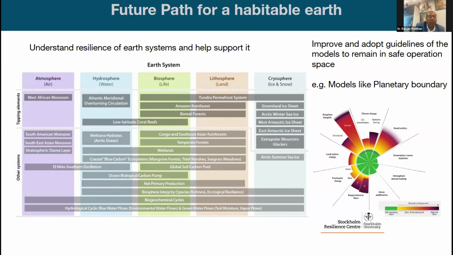Now the water, the hydrosphere, is one. Before it was the atmosphere, and the biosphere has always been a concern, but the water has been an issue now. The freely available fresh water is going towards the tipping point. There are various models to study it, and we need to improve and adopt the guidelines of models to remain in the safe operating space on Earth. And one such model is the planetary boundary model. I'll explain a bit more on this planetary boundary.